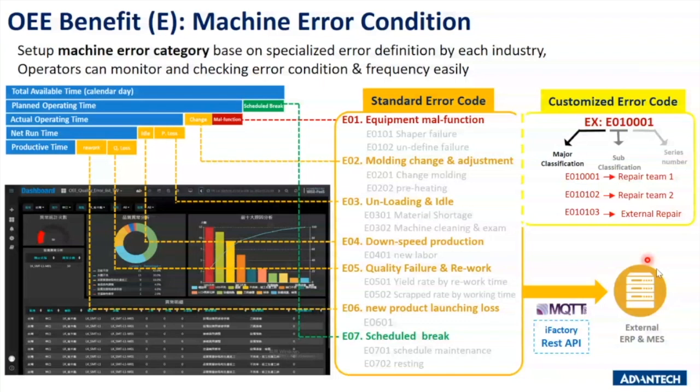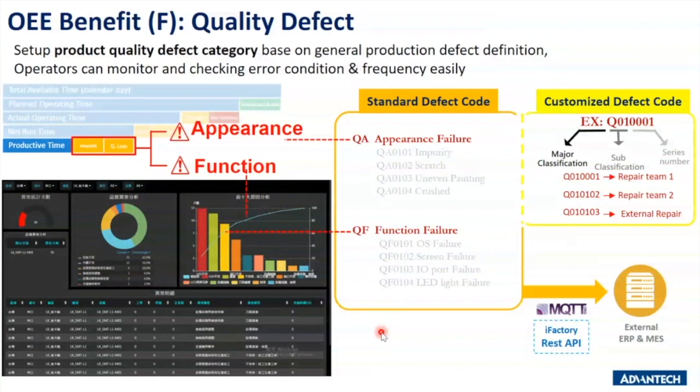Okay, our last major feature will be the quality defect. Quality defect is as important as the machine error. You need to categorize your product quality defects based on your production defect definition, so that the operator can know what's going on and what is wrong on the production floor.